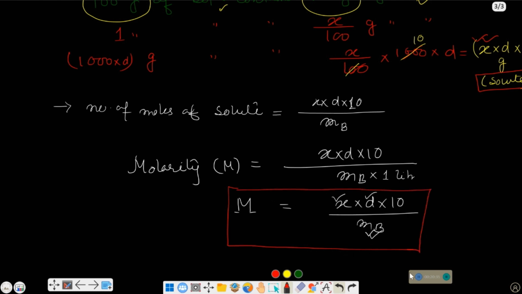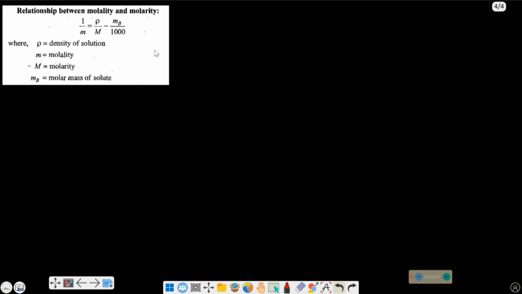Next important formula for molarity. Okay. Next we will study the relationship between molality and molarity, and this can be given by this equation. So let me prove this, whether it is correct or not. For that we need to write the formula for molarity and molality. Okay. So the molarity formula. Molarity is equal to how much?